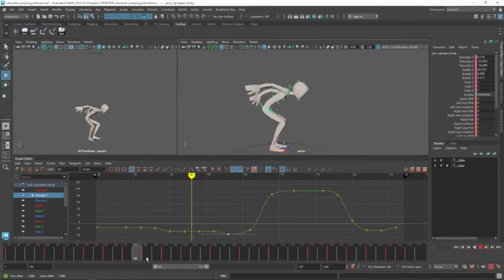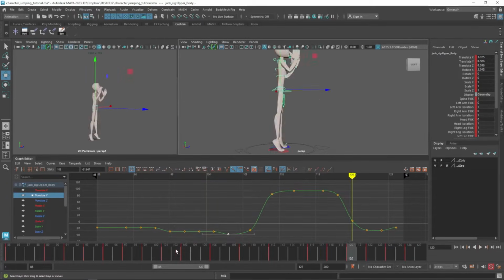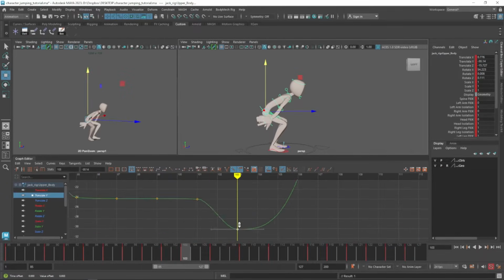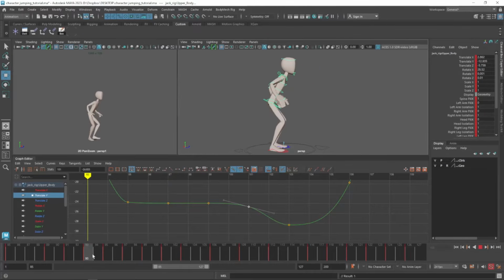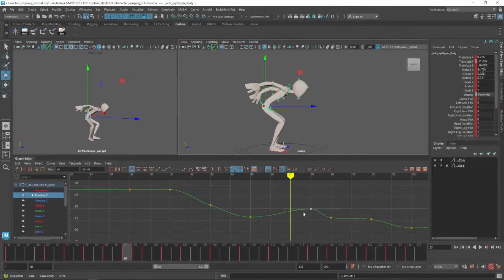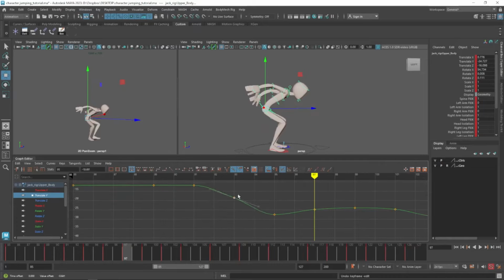Generally, I like to switch from spline tangent to step tangent and vice versa while blocking and make sure my timing is working before I jump to final spline pass. This process also saves me a lot of time.